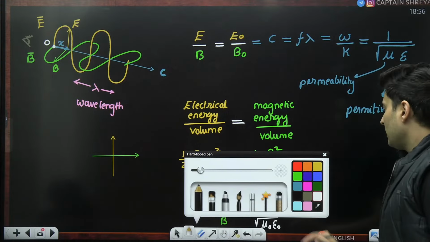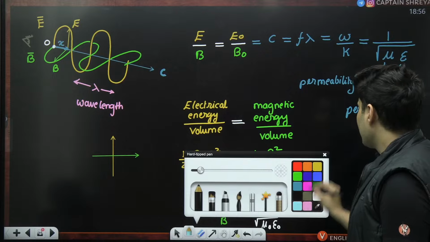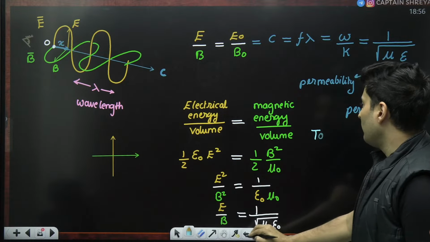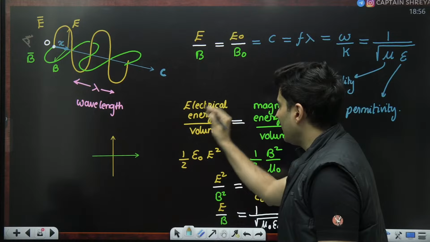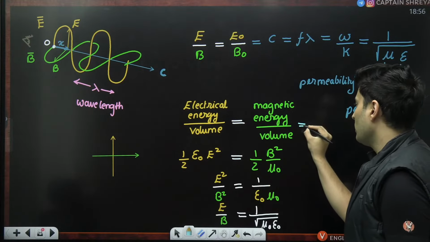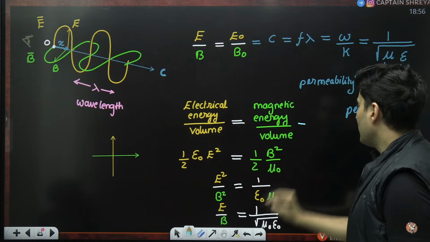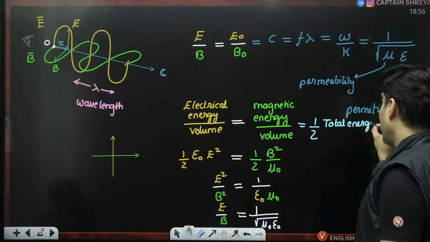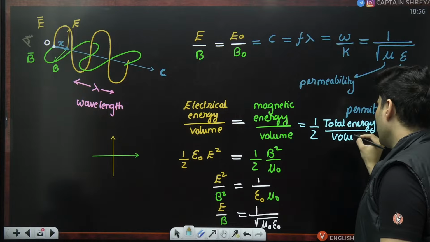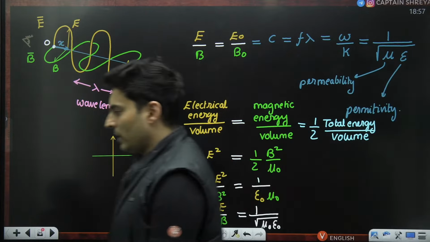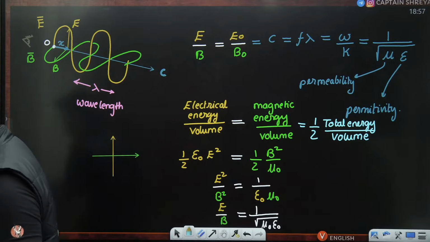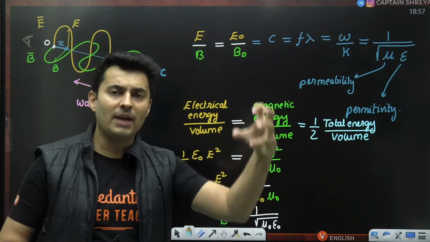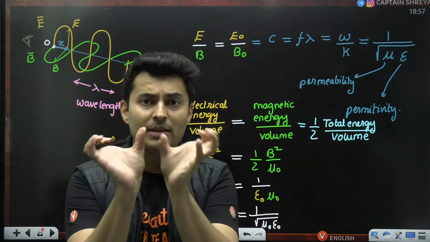Correct. And also keep in mind one more thing, and that is the total energy. The total energy will be the sum of magnetic and electrical energy. So whatever electric energy per unit volume or magnetic energy per unit volume you are finding out, that will be basically half of the total energy of the electromagnetic wave per unit volume. I hope this is absolutely clear. Total energy will be electric and magnetic energy sum. So electric will be half of total energy, magnetic will also be half of the total, because both of them are present in equal amounts.